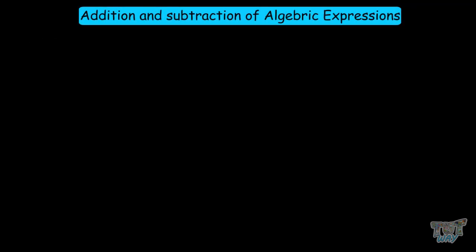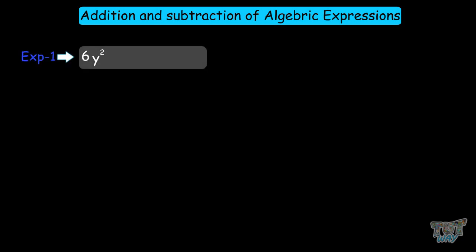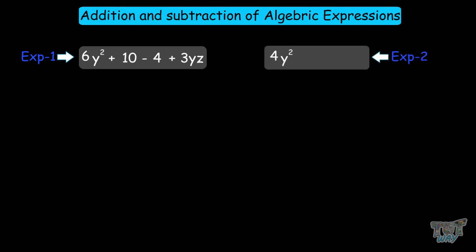Now we'll be learning the addition and subtraction of algebraic expressions. For example, we have 6y squared plus 10 minus 4 plus 3yz. This is an algebraic expression, a polynomial. It has 4 terms. Now here we have another algebraic expression. It is a trinomial. 4y squared minus 3 plus 2yz.